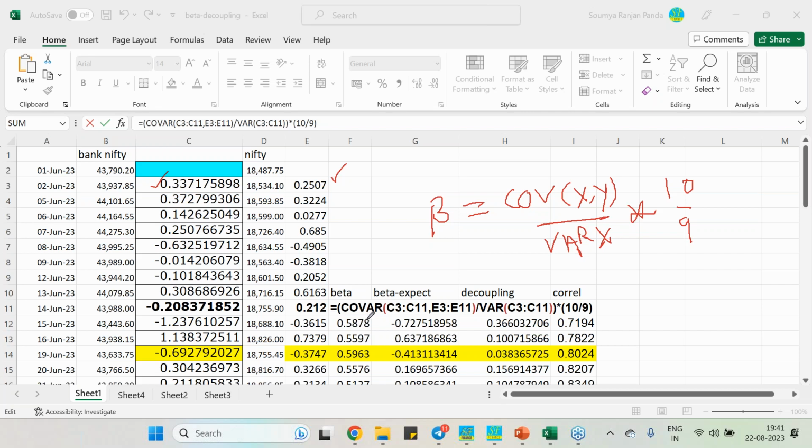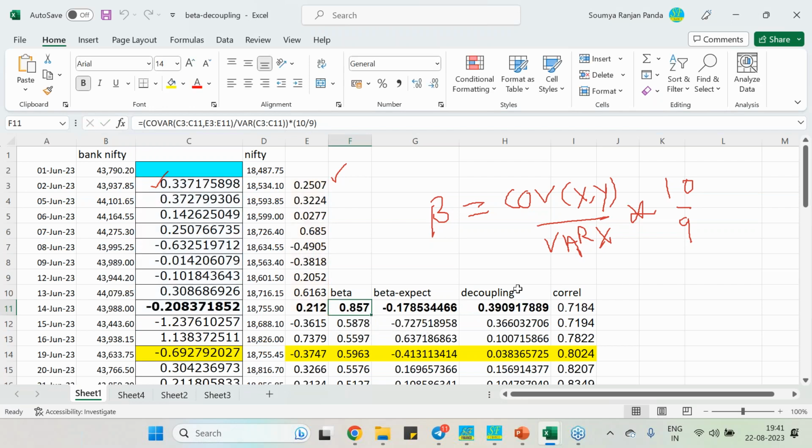So what does this beta say? We have calculated beta, so what does it mean? On that particular day, 14th of June, it is telling beta is 0.85. Look very carefully at this figure. Whatever formula you find on the internet, you will get this. On 14th June, we are getting beta as 0.85.